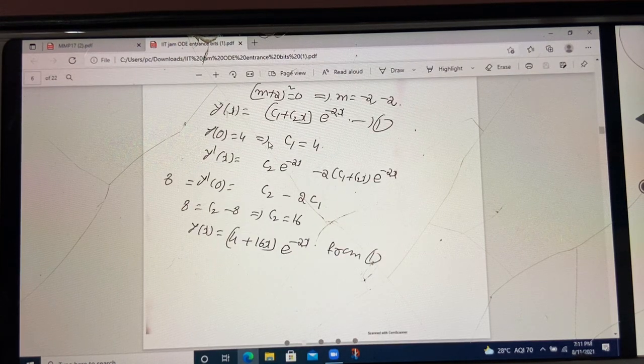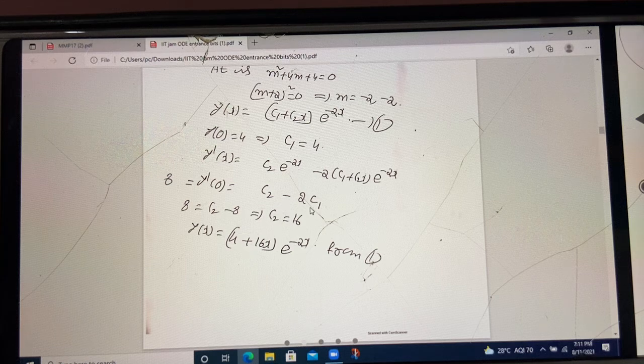So y dash x, UV formula. What is the derivative of C1? 0. C2 into e power minus 2x, into C1 plus C2x e power minus 2x. Y dash 0, e power 0, this is 0, e power 0, minus 2 C1. Y dash 0 is this. What is y dash 0? 8. What is the C1 value? 4. Substitute. You will get C2 as 16.